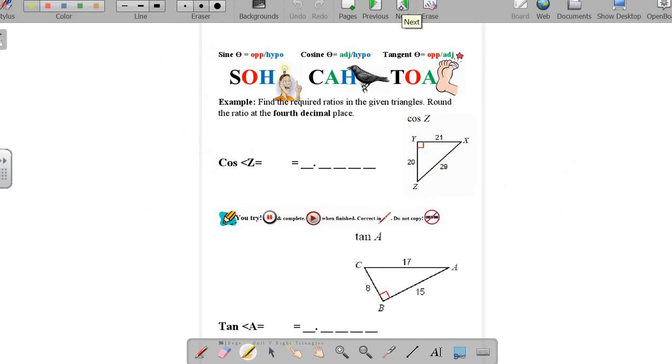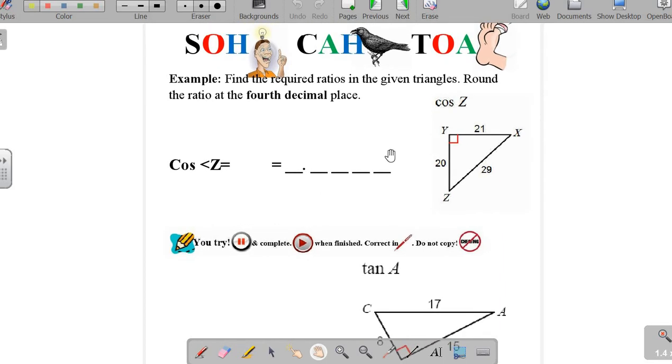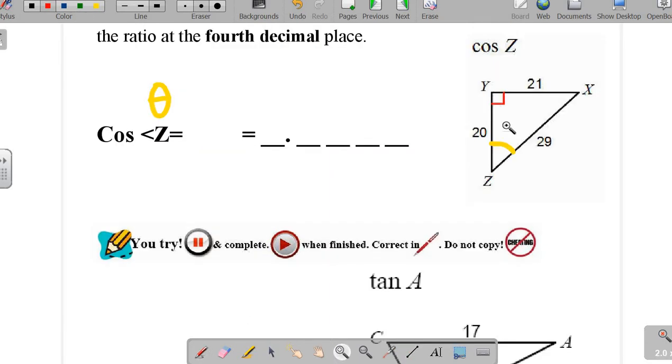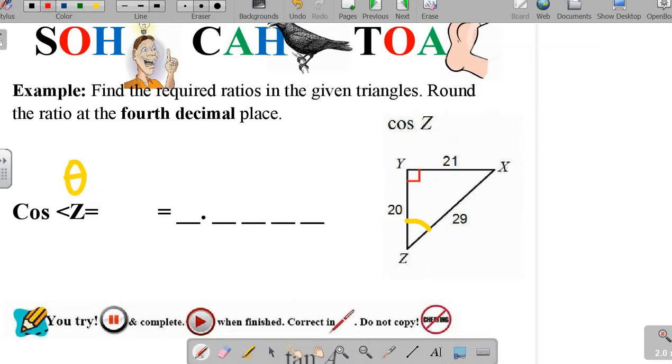Now, what on earth does this mean? To find trigonometric ratios, we always go to the 4th decimal place. So, for example, if I ask for the cosine of angle Z, right now my theta would be Z. I come over here, I sweep it. And that would make this right here the opposite side. This would be the adjacent side. And of course, here's our hypo.